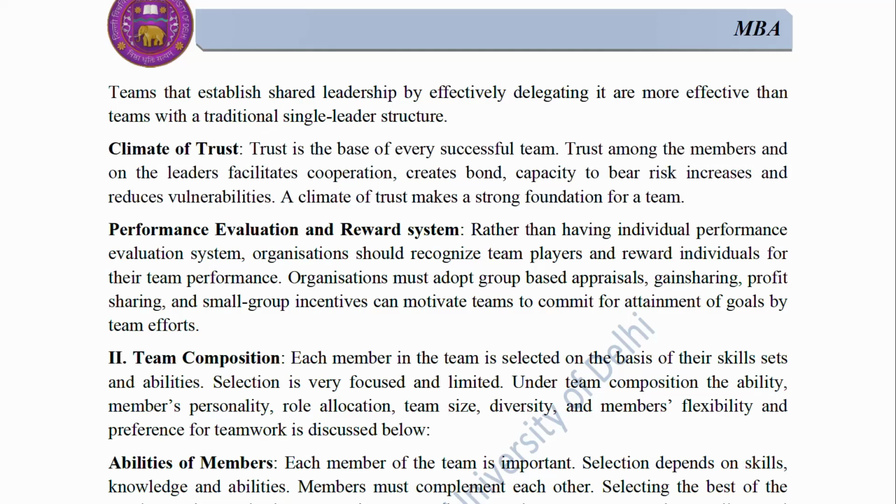Performance evaluation and reward system. Rather than having an individual performance evaluation system, organizations should recognize team players and reward individuals for their team performance. Organizations must adopt group-based appraisals, gain sharing, profit sharing, and small group incentives, which can motivate teams to commit to the attainment of goals by team efforts.